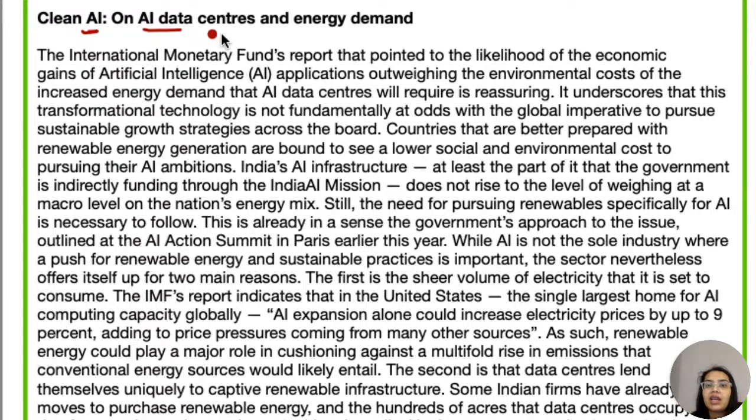So, Clean AI: on AI data centers and energy demand. So what does the author have to say about these centers and energy demand? Let's see. The International Monetary Fund's report pointed to the likelihood of economic gains. There is this report that pointed to the gains of AI applications outweighing the environmental cost of increased energy demand. Demand is what? That AI data centers will require. यहाँ पे भी तो एनर्जी लगेगी ना स्टोर करने में डेटा सेंटर्स में. So this, applications outweighing the environmental cost, is reassuring. So it's on the positive note.